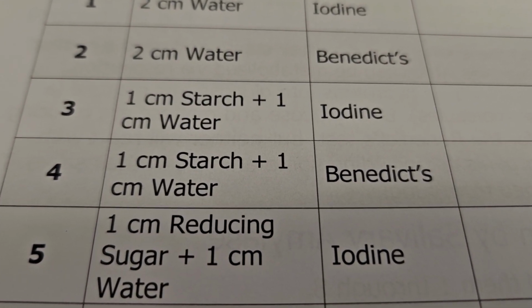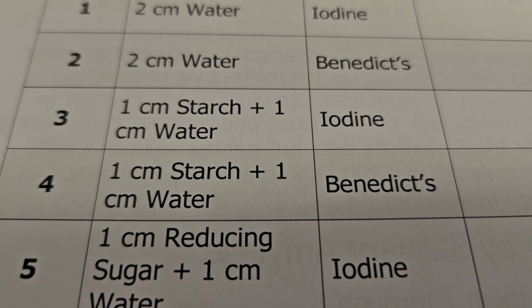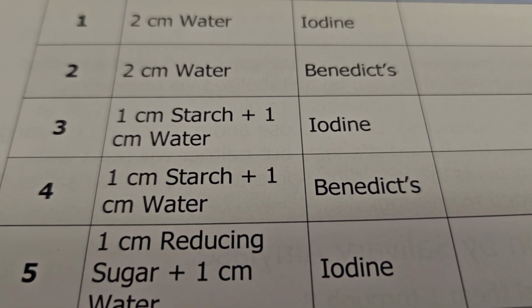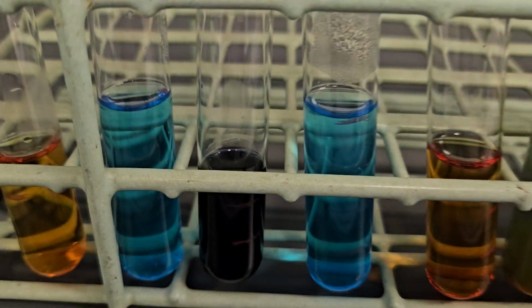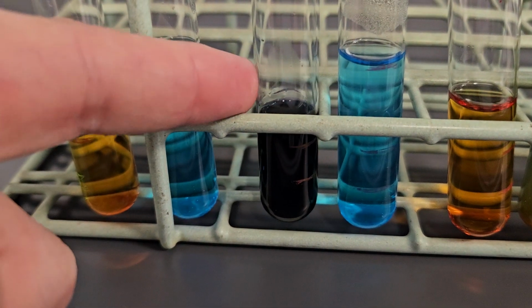Now then, we tested test tubes 3 and 4 with starch. So iodine tested with starch and Benedict's tested with starch. Test tube 3 is one of our positive controls here, because what happens? Starch and iodine, positive, but starch and Benedict's, negative.